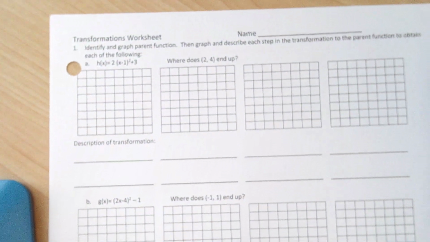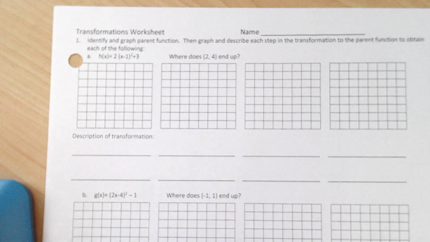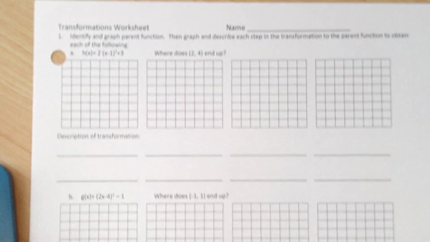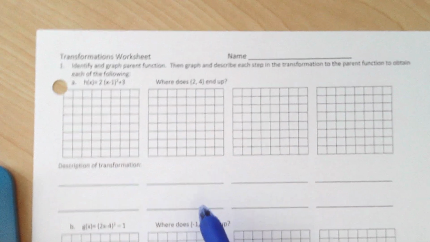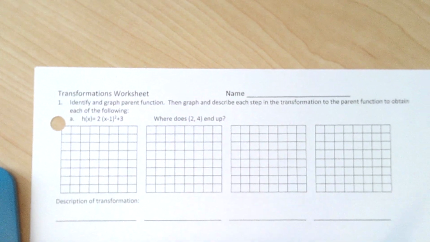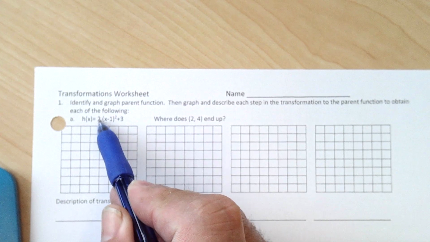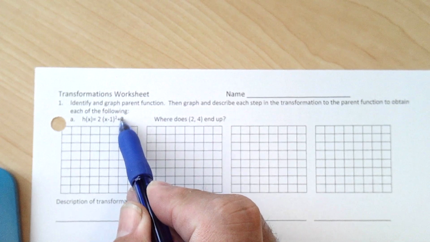Okay, let's do the transformation worksheet. And hopefully you've tried to do this before you just jump in and say, I don't know how to do any of this. Okay, the first one. As I explained in class, inside stuff works horizontally, outside stuff works vertically.